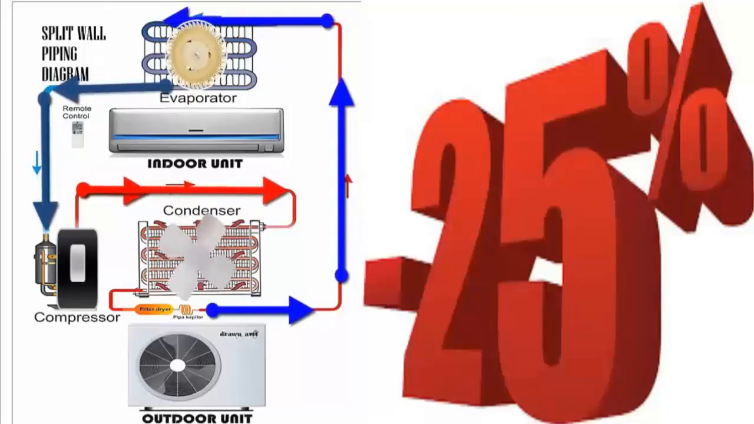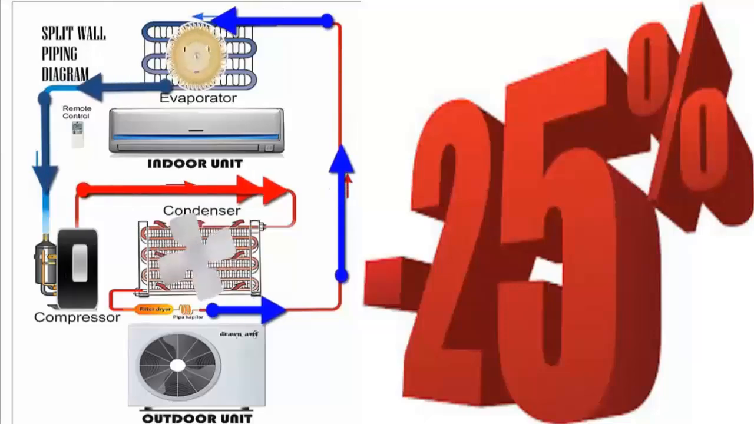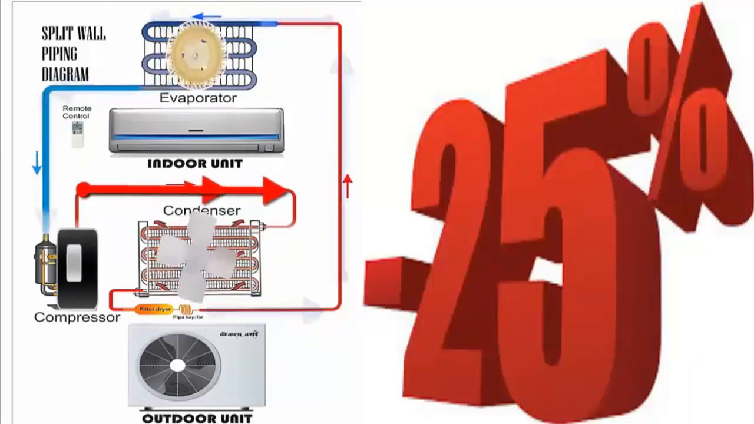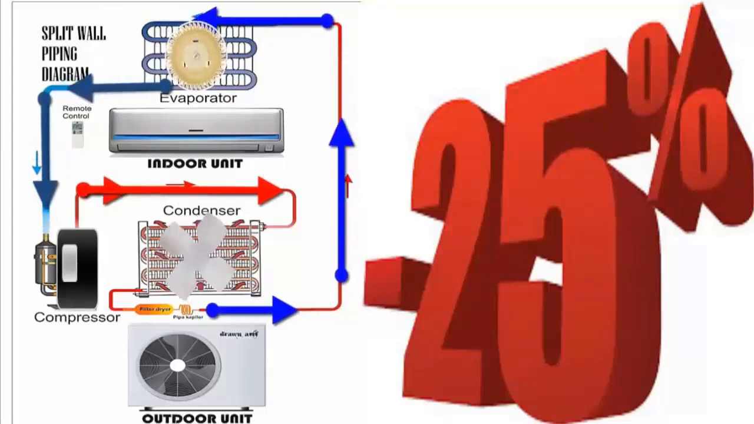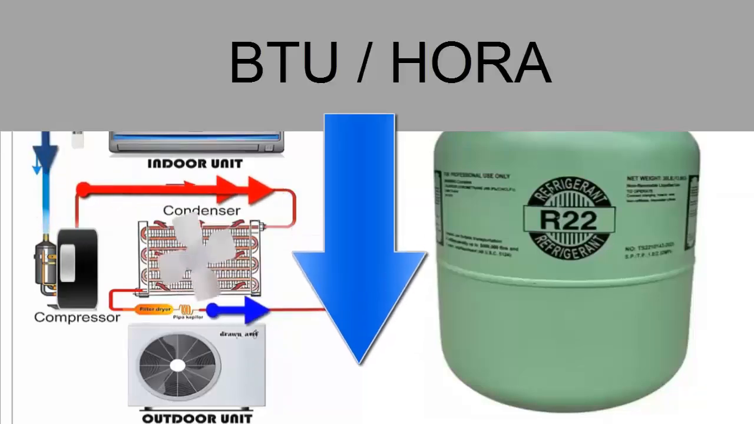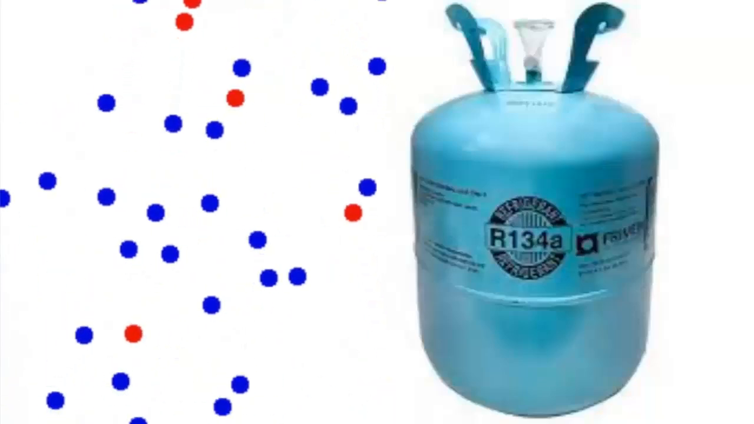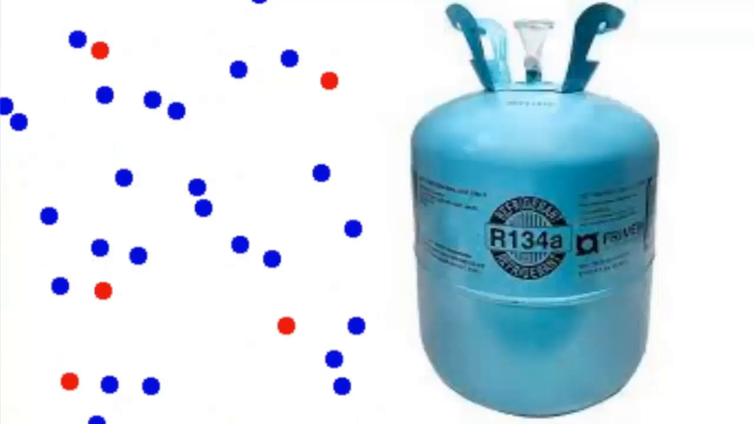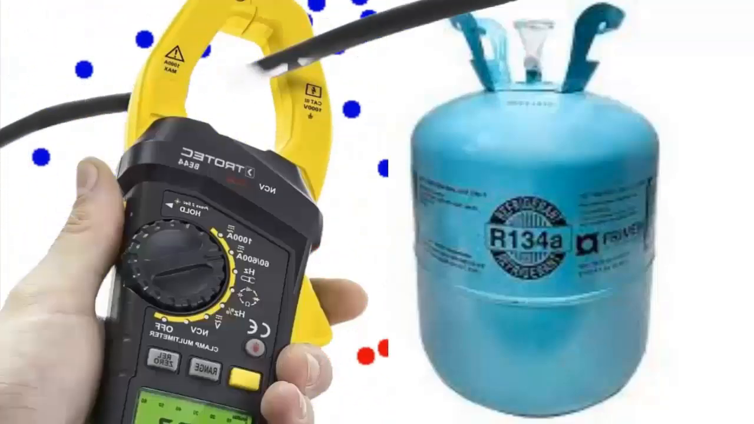Key aspects to consider. 1. When using R134a instead of R22, the cooling capacity of the equipment is reduced by approximately 25% due to the lower volumetric capacity of R134a. 2. Since the density of R134a is lower than that of R22, electrical consumption may decrease, but with lower cooling power.